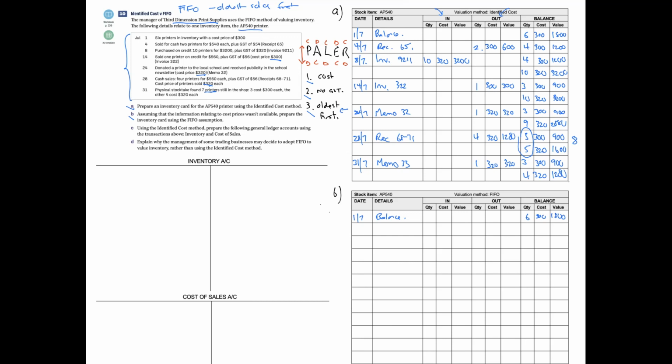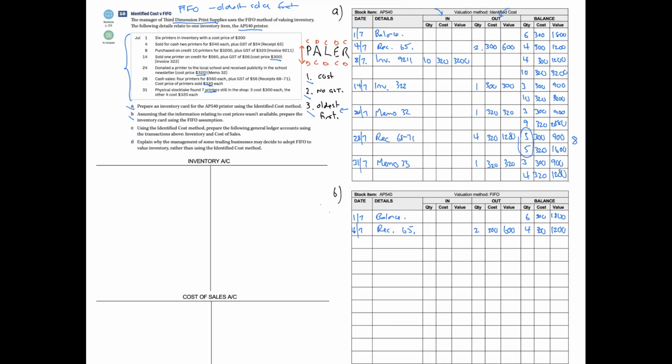So on the 4th of July, for our sale, we sold two. Well, I'll still do it, but we recognize that the source documents and the details won't change. Here we have two come out, and these are our $300 ones because they're the only ones that we have, same as identified cost, leading us to four $300 printers being remaining.